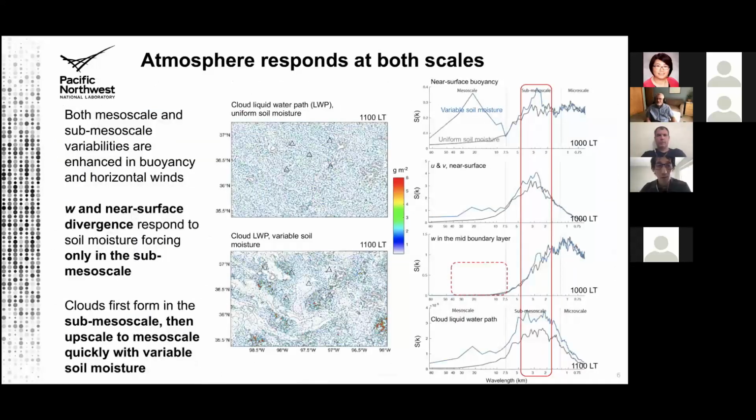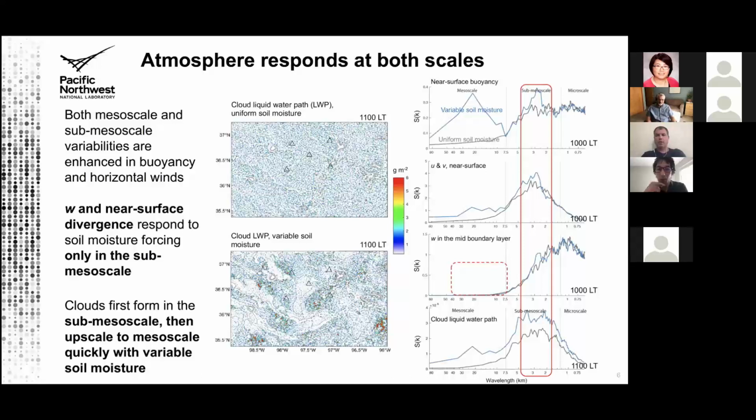Here is the spatial scale of the atmospheric response to soil moisture forcing. On the right, I'm showing the power spectrum again, with near surface buoyancy on top and near surface wind speed second. Here, near surface is between 70 meters and 300 meters above the ground. They both respond in the mesoscale and sub-mesoscale with this characteristic 2 to 3 kilometer peak, particularly in the buoyancy. For the vertical velocity, we don't see any response in the mesoscale. The only response is this characteristic 3 kilometer-ish scale associated with the strong surface sensible heat flux gradient.